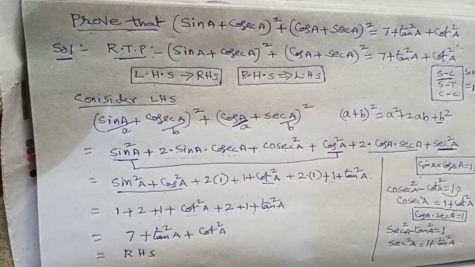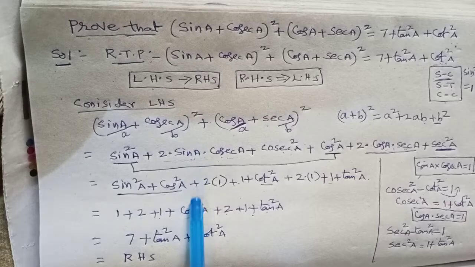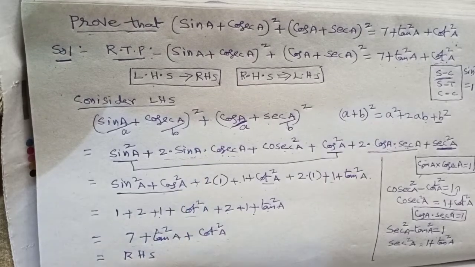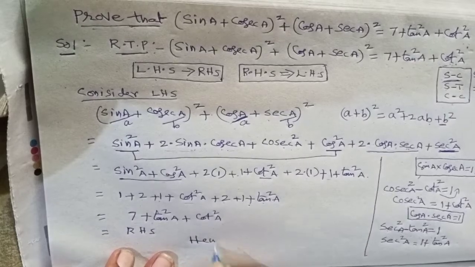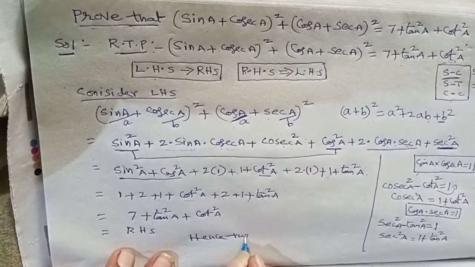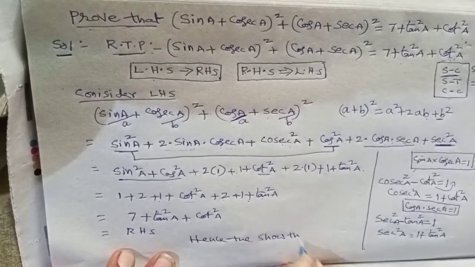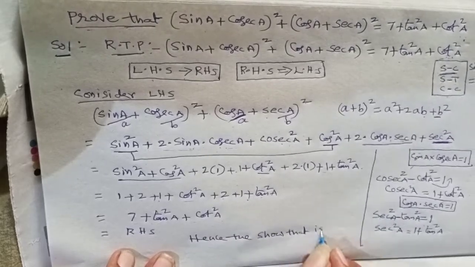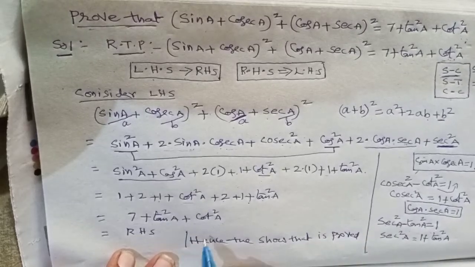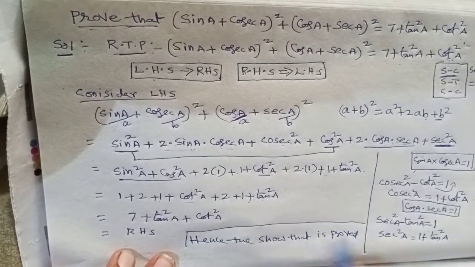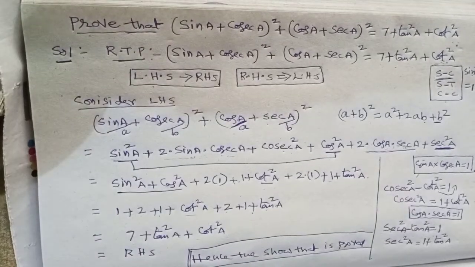So first of all, we considered the LHS. By going through some calculations, we get the RHS. Hence, the problem is proved. Hence, the result is proved. It is very important and very easy to learn by using these identities.